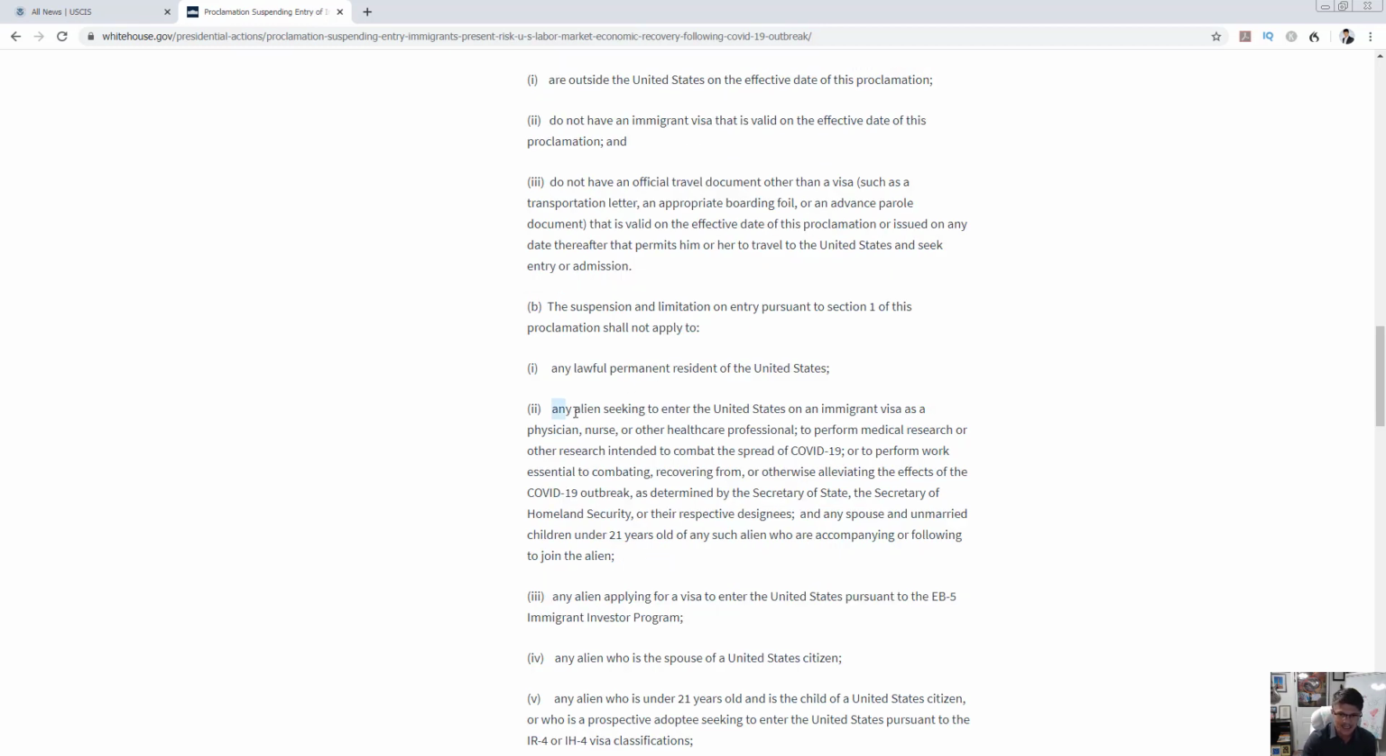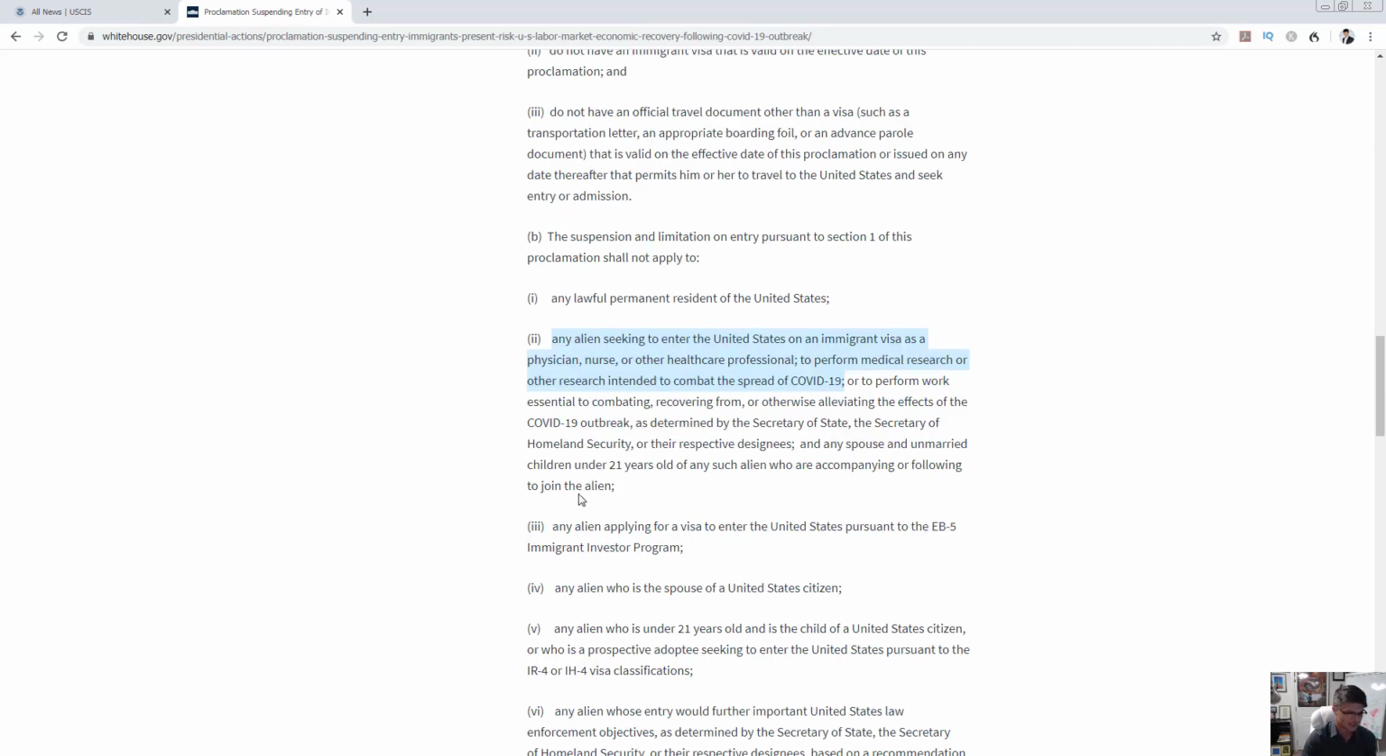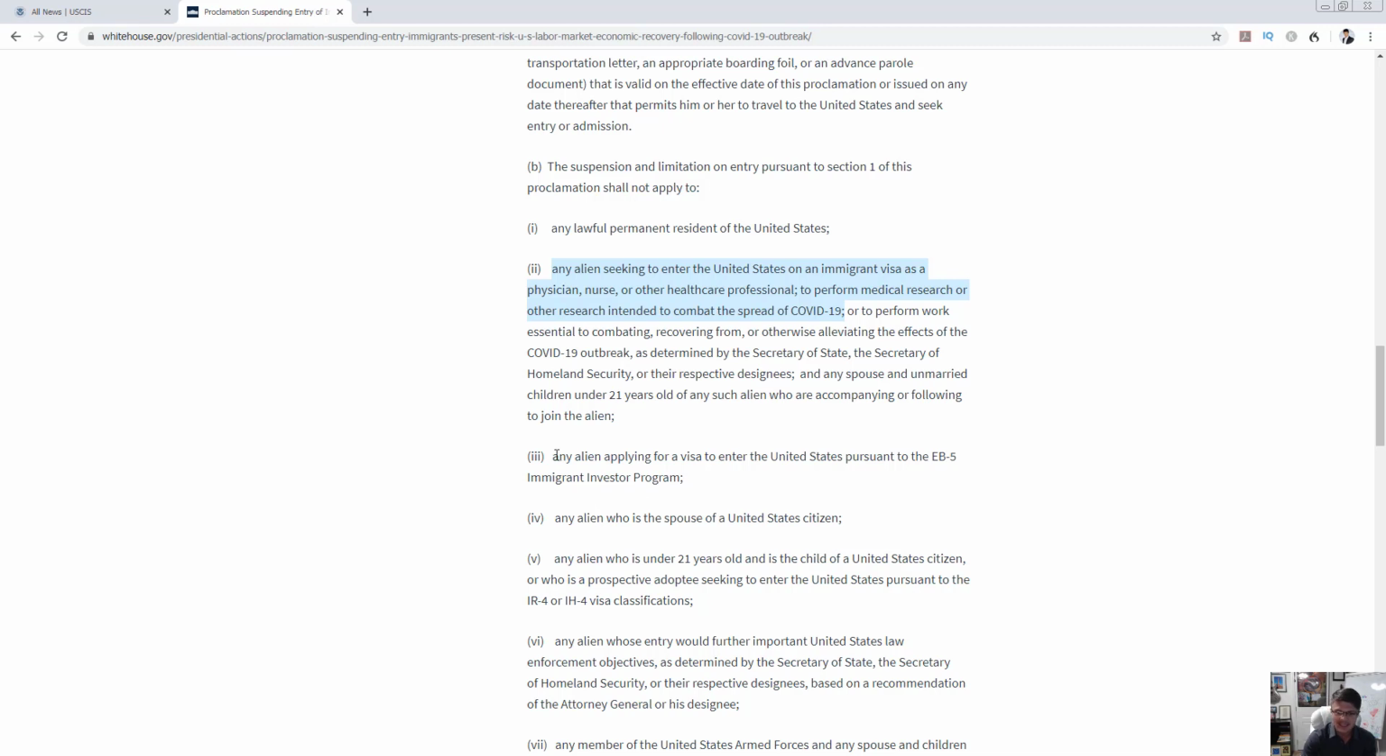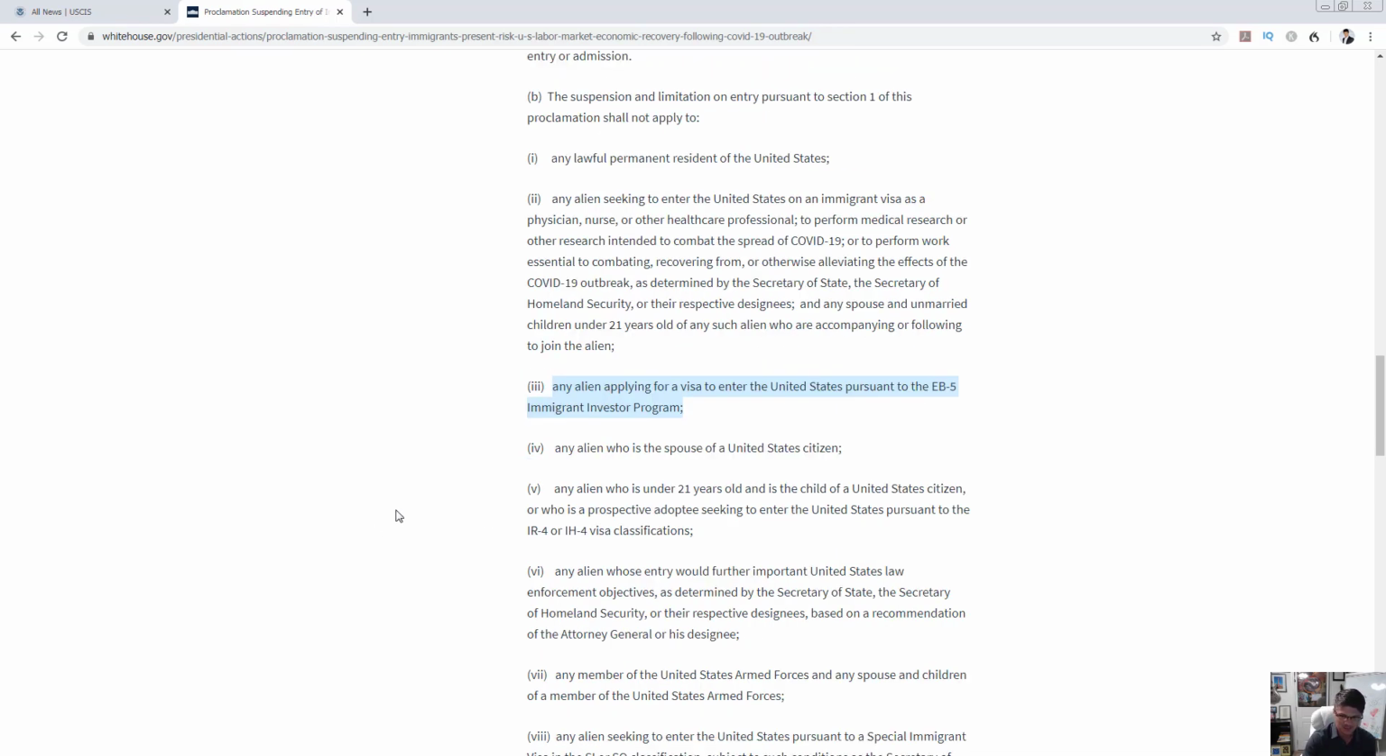Okay, number 2, any alien seeking to enter the United States on an immigrant visa as a physician, nurse, or other healthcare professional to perform medical research or other research intended to combat the spread of COVID-19. So, obviously, as you can see, they left specifically for doctors and nurses because doctors and nurses are obviously needed right now, considering the situation that we're in. Any alien applying for visa to enter the United States pursuant to the EB-5 Immigrant Investor Program. So again, if you're doing the investor program, this does not apply to you.